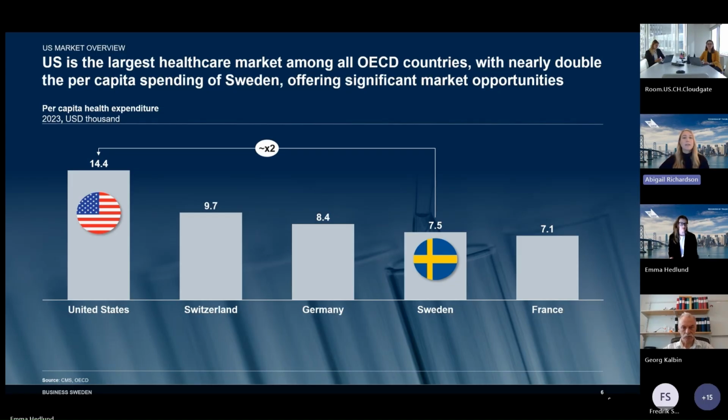So the US is the largest market among OECD countries. And as you can see here, in 2023, the US spent $14,400 per capita, and that's nearly double Sweden's $7,500 US per person. So you might be wondering, okay, this is great. The US is a large market, but I think it's important to call out why spending is so high here in the US compared to Sweden and other similar countries.